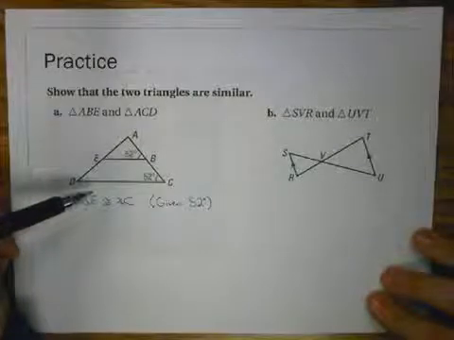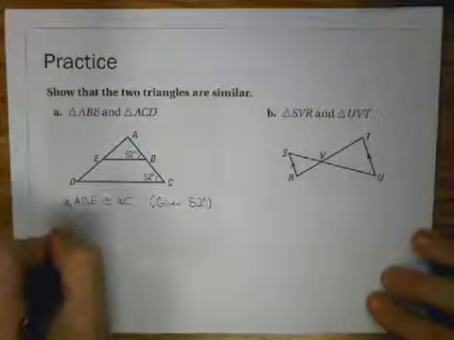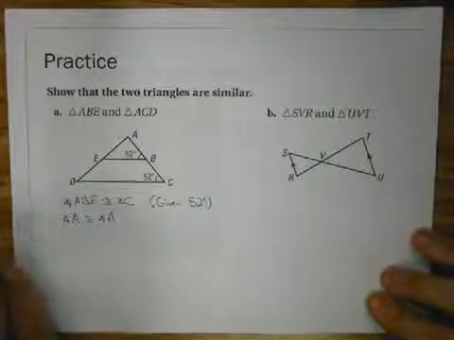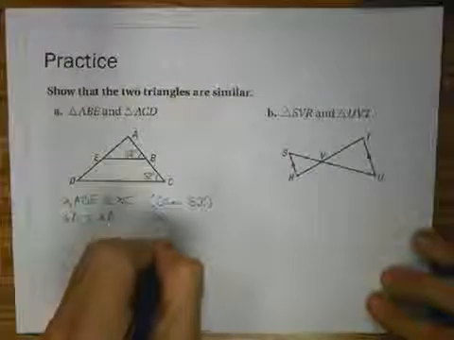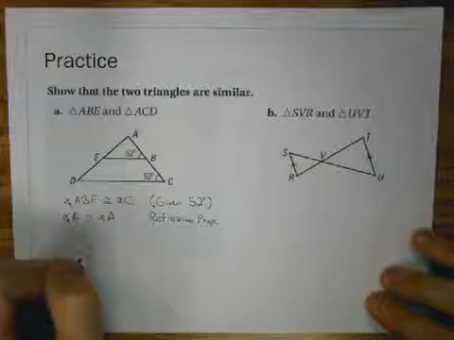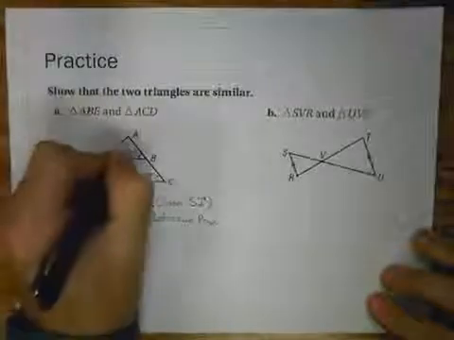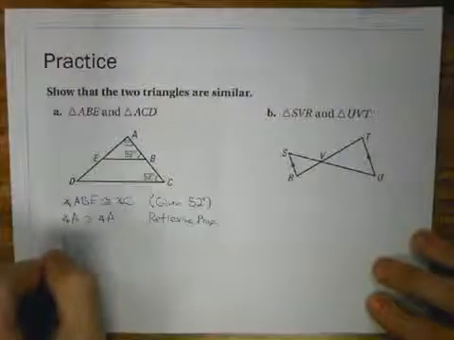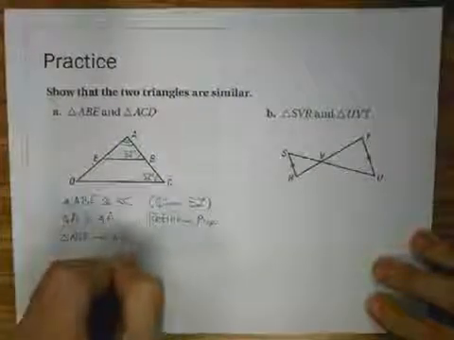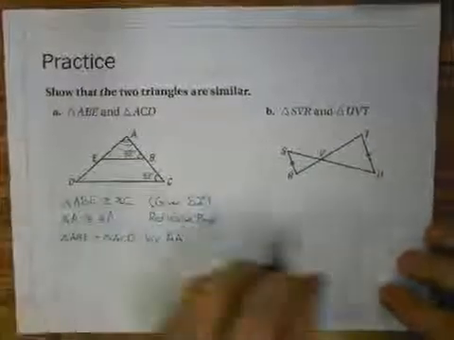Okay, now I need something else. If I look at E and D, I don't know much about them. I don't know anything at all, really. So I can't do anything there. If I look at the peak, though, of each of them, I have that angle A is congruent to angle A. Well, this is going to be our reflexive property. This angle appears in both triangles. So, there's an angle. There's my other angle. Let's mark this one. That's enough now to say that triangle ABE is similar to triangle ACD by angle, angle.